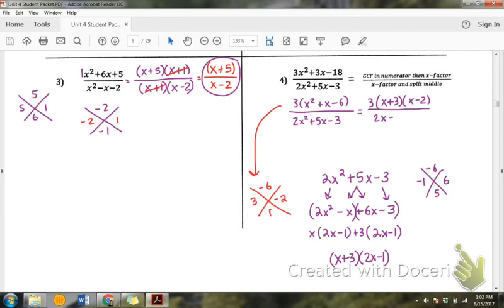I'm getting 2x minus 1 and x plus 3. Is that what you guys are getting? Anybody not get that? Okay, Ben, what am I going to cancel? Okay, we're going to cancel x plus 3 and x plus 3. So then what's left on the top is 3 times x minus 2.